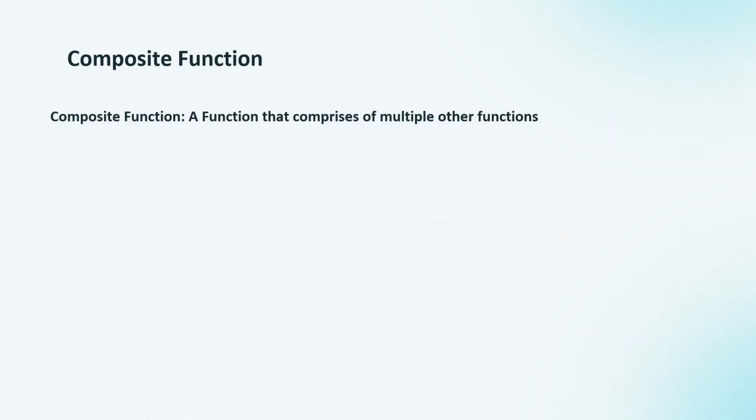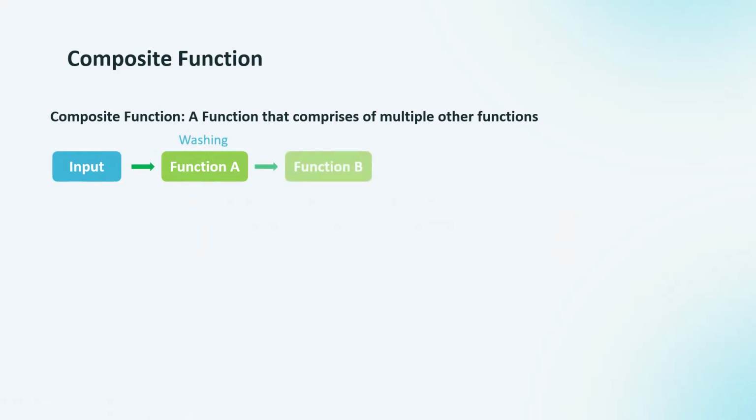Now we understand that a composite function means a function that comprises multiple other functions. So in the case of the washing machine, we know that the input is going to be a dirty t-shirt, and we have several functions. Let's say function A in the washing machine stands for washing, function B stands for bleaching, and function C stands for drying. And now we know that the output is going to be a dry, clean t-shirt.